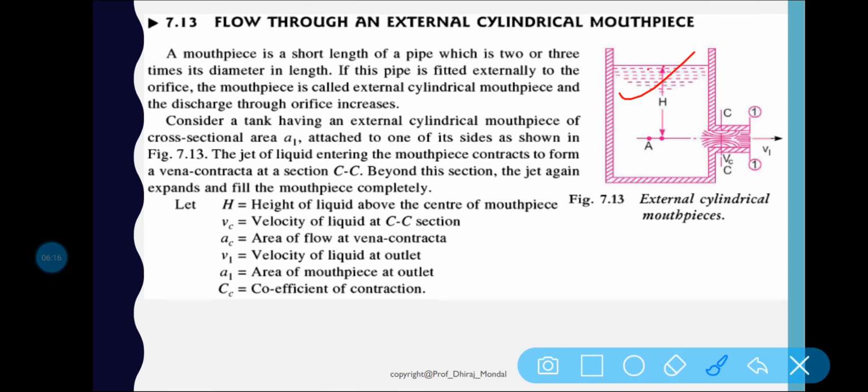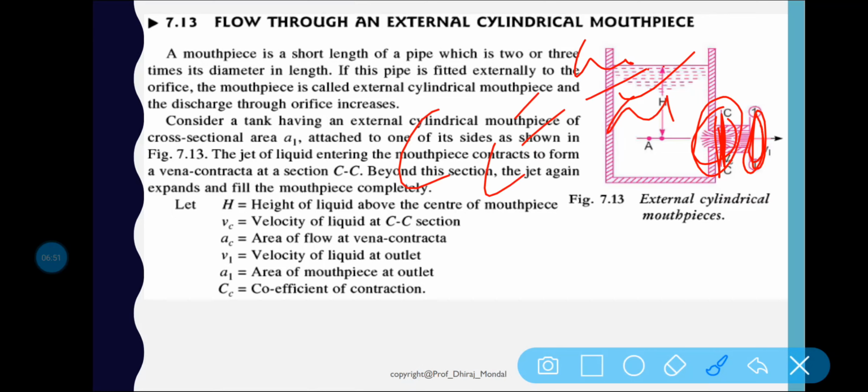H is the height of the liquid above the center of the mouthpiece. Vc is the velocity of the liquid at point CC, where the vena contracta occurs. Similarly, Ac is the area of the vena contracta at point CC. V1 is the velocity of the liquid at the outlet, and A1 is the area of the mouthpiece at the outlet.